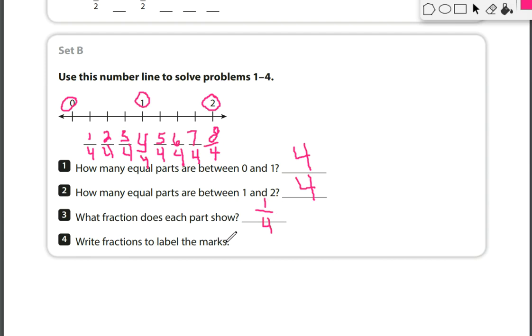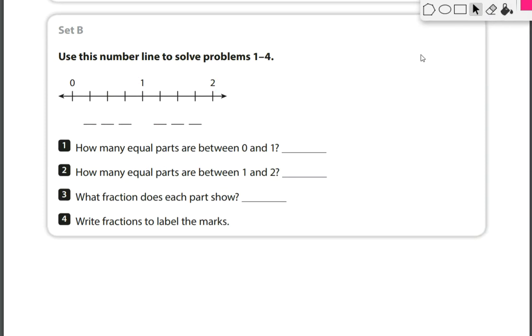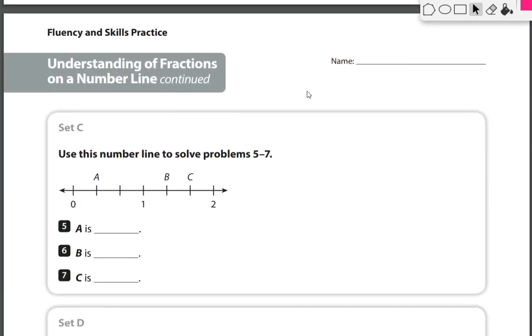Write fractions to label the marks. Put a check mark next to that because I did that. Moving on to our next page. Let's take a look. Use this number line to solve problems 5 through 7.